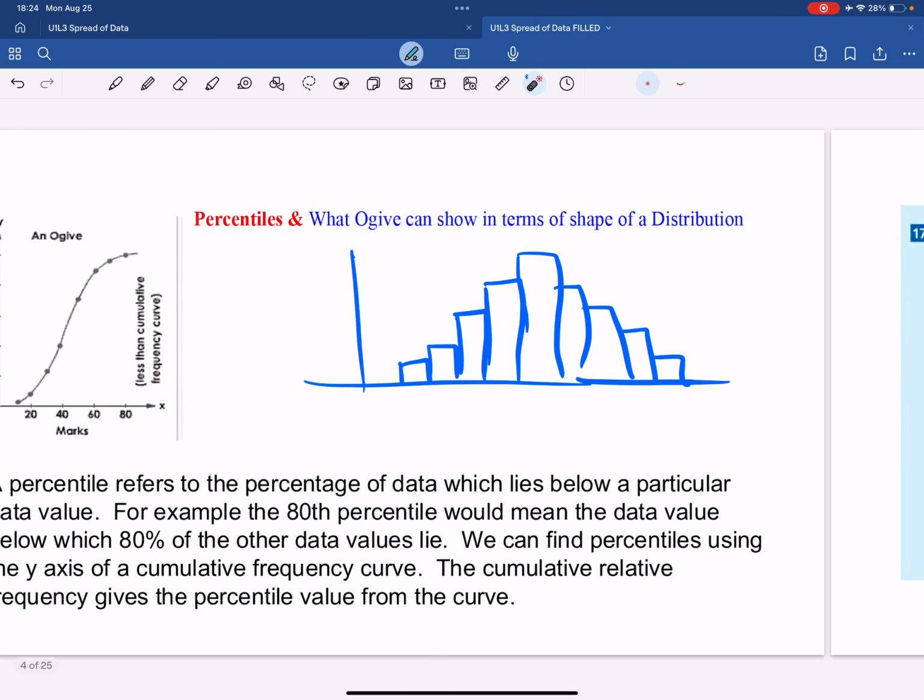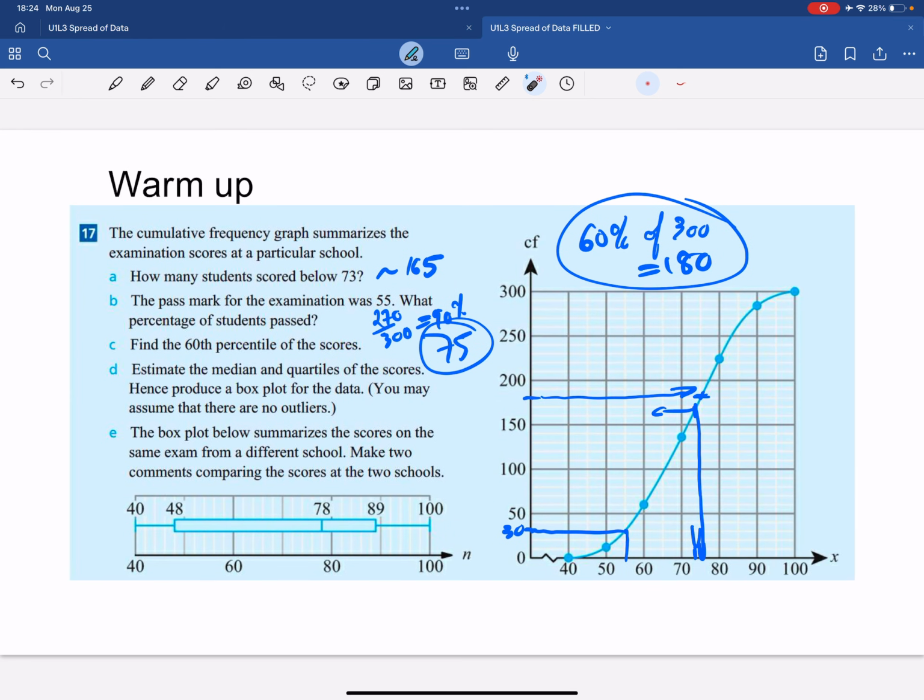Okay, hopefully you've gotten through that. So if we look, scoring below 73, and again, these are going to be approximate, we can go over to the 73. That's the number on our x-axis. We go up, and then we go over. We had this as about 165, right? So that was our answer to A.